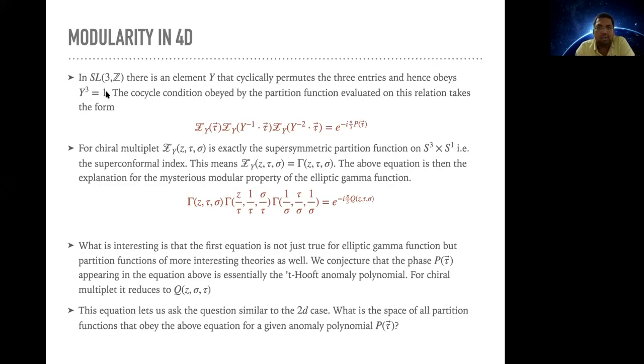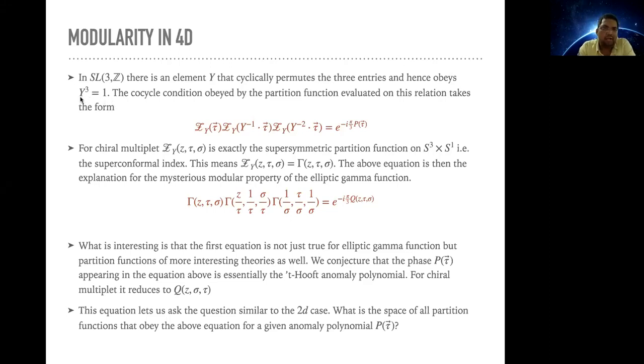So indeed, SL3Z turns out to have an element Y which cyclically permutes. If you think of SL3Z as a 3x3 matrix acting on a three-dimensional vector, then it has an element Y, let's say, which cyclically permutes these three entries. Very similar to the S element of SL2Z, which also cyclically permutes, but with an additional minus sign. But in SL3Z, there is no minus sign. A thing without a minus sign already has determinant one, and things with one additional minus sign would have determinant minus one. So anyway, there is this Y, which cyclically permutes all these entries. So in particular, it obeys Y cubed equal to one.